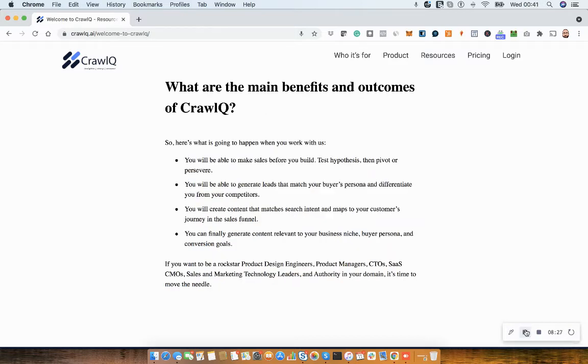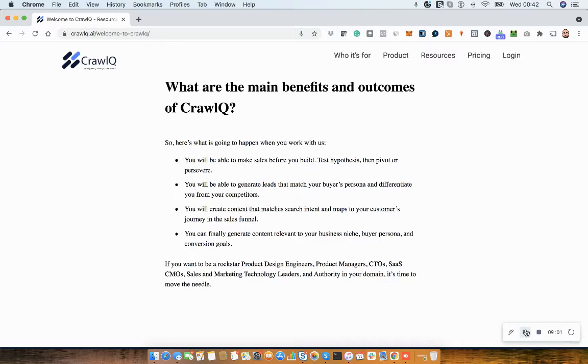So next, what are the main benefits and outcomes of CrawlQ? Here is what is going to happen when you work with us. You will be able to make sales before you build, test a hypothesis, then pivot or persevere. You will be able to generate leads that match your buyer persona and differentiate you from competitors. You will create content that matches search intent and maps to your customer journey in the sales funnel. You can finally generate content relevant to your business niche, buyer persona, and conversion goals.